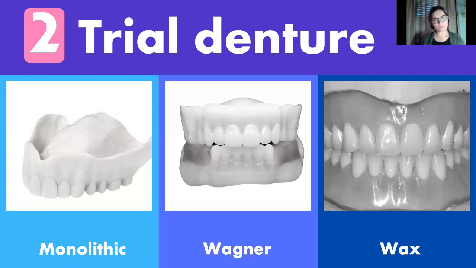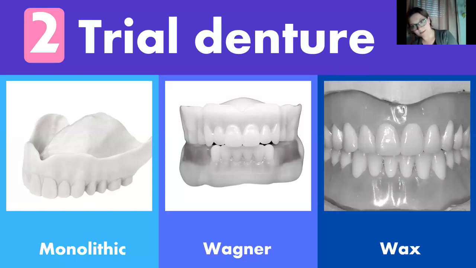So we've gotten our preliminary impressions or our final impressions, depending on the workflow you choose, and now we're ready to go to the next step. There are 3 different types of trial dentures that you can use today, and going from most digital to least digital, we have the monolithic Trian on the left, and this is going to be a one-piece, usually 3D printed, but it can be milled Trian.